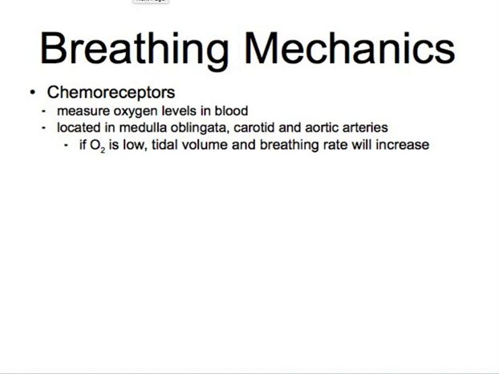The way your medulla works is it works with these things called chemoreceptors. Your chemoreceptors measure your oxygen levels in the blood. When your oxygen levels are low, your tidal volume and your breathing rate will go up to increase the amount of oxygen that your body is getting.